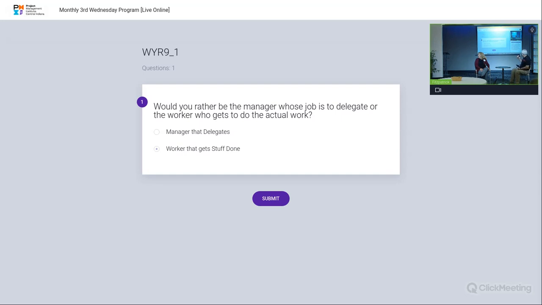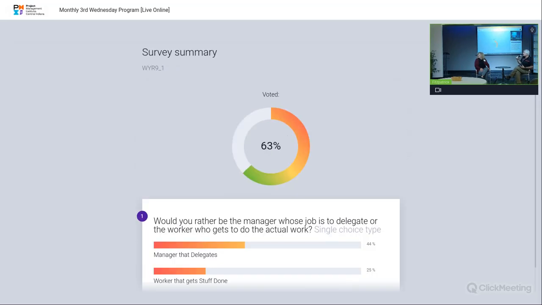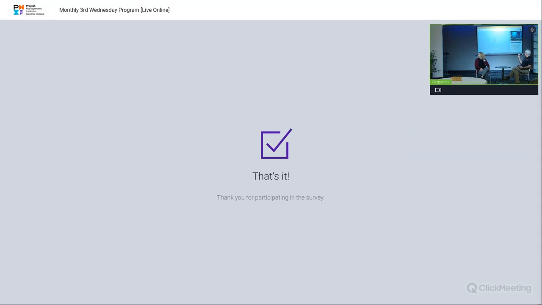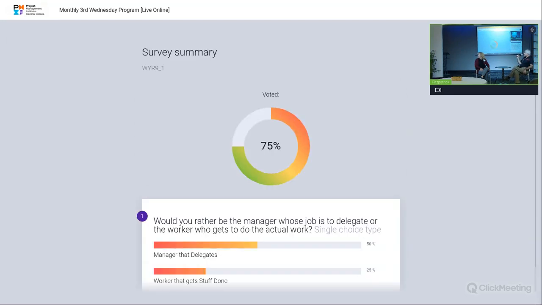Or would you rather be the manager whose job it is to delegate, or the worker who gets to do the actual work? A manager that delegates, or a worker that gets stuff done. Who would like to be the manager that delegates in the room? Yeah, a lot of them put their hands up fast too. Who'd like to be the worker that gets stuff done? Less so, but God bless you people for getting stuff done. Truly. Online, what do we think? That's it. 63% participating, and I'm sure there's some results to be had. Manager that delegates, okay? And we need more workers that get stuff done.